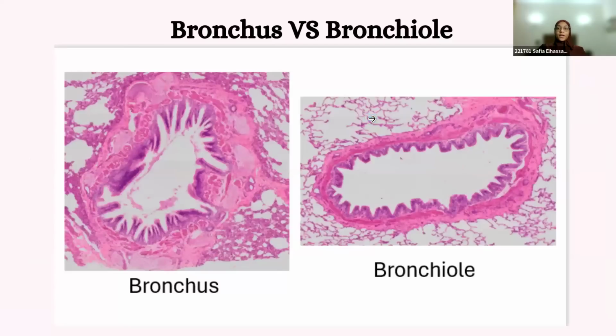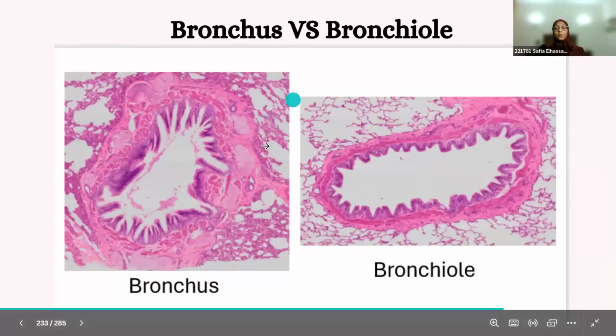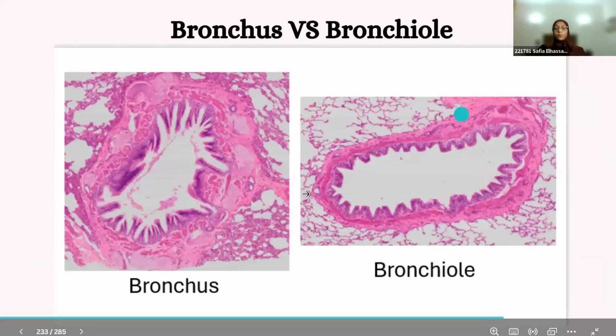Okay, so let's just take a quick moment to differentiate between a bronchus and a bronchiole. This is also a very important concept, and right away, the most important difference that you can see is the presence of these cartilage plates. So these cartilage plates would be found in the bronchus, but they would not be visible here in the bronchiole.